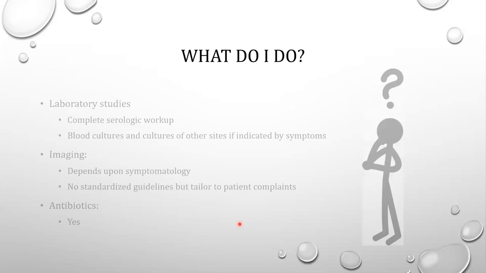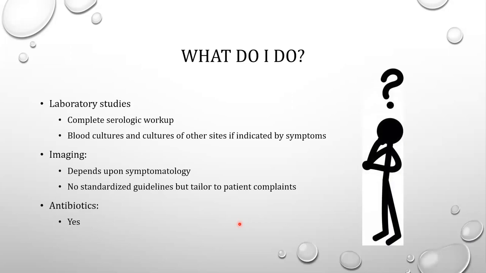So what do I do? Well, you get serologic workup, and depending on the blood culture availability at your institution, you can get blood cultures and cultures depending on the symptoms the patient has. Imaging really depends on their symptomatology. There's no standardized guidelines for all of these patients, but obviously if they have a cough or sputum production, get a chest x-ray, abdominal pain, consider CT. Basically image based upon the patient's complaints. Antibiotics, yes, and we'll get to that in a moment.